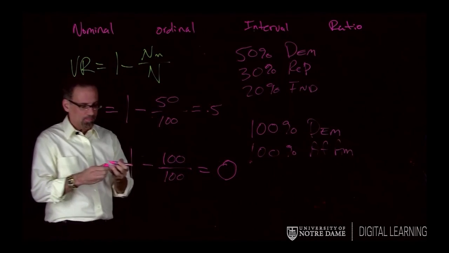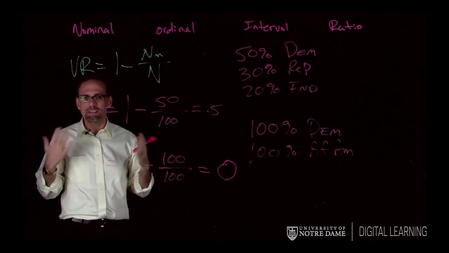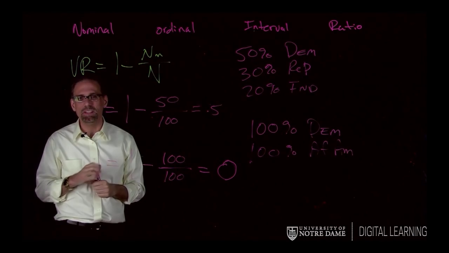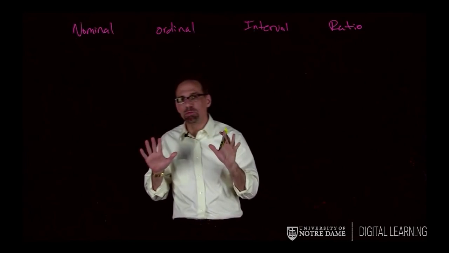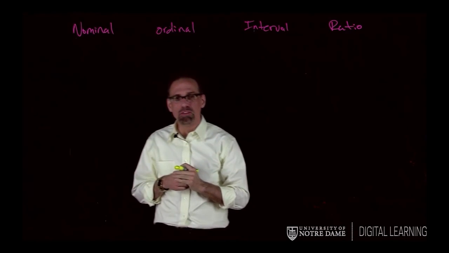So there you have it. That's an example of the variation ratio in action. Okay, that's it for the nominal level of measurement and dispersion.